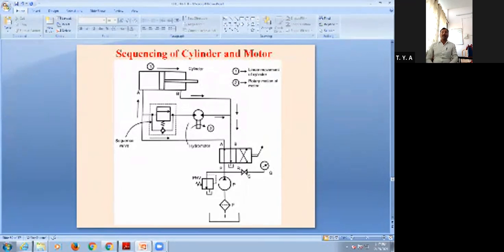Okay, so this is how you can develop a sequence control circuit to get linear motion as well as the rotary motion with the help of this, you can see. Getting it?